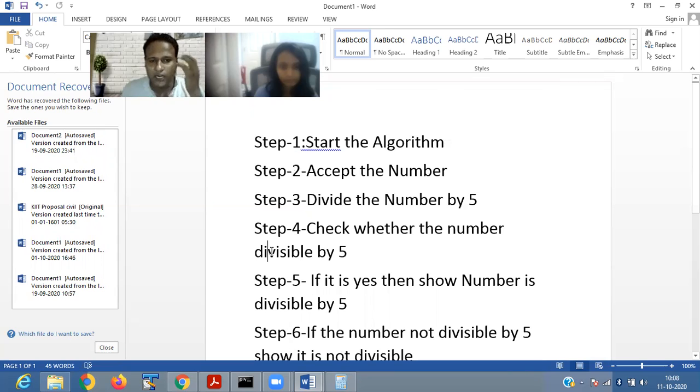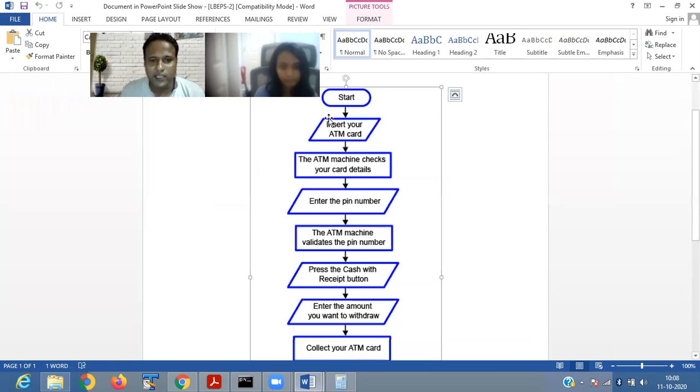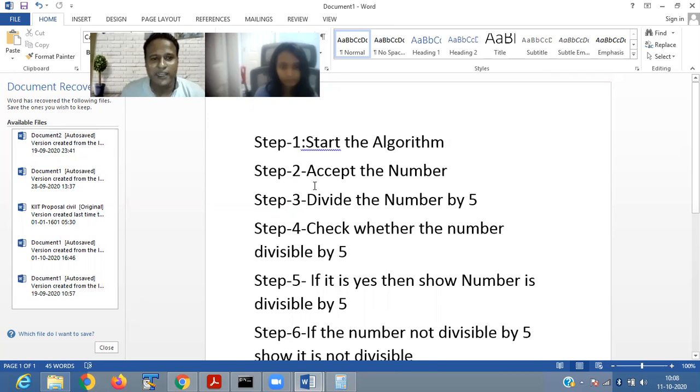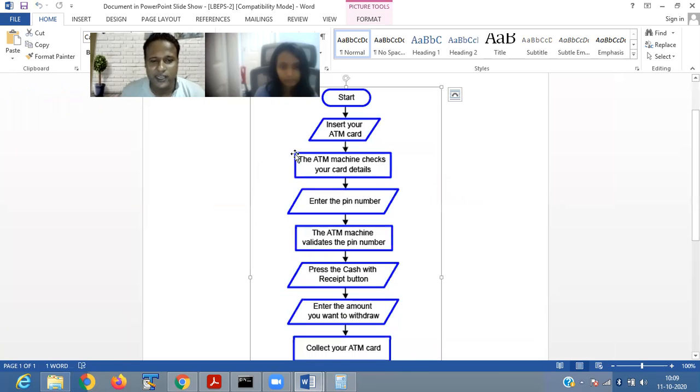First, to understand it you have to read it: start the algorithm, accept the number, divide the number. But if you look at the symbols here, you will know that this symbol is for accepting input. In the algorithm we write a statement, accept the number, divide the number. It is a process, but here we represent this process in a rectangle. This one is a process box. Is that clear?